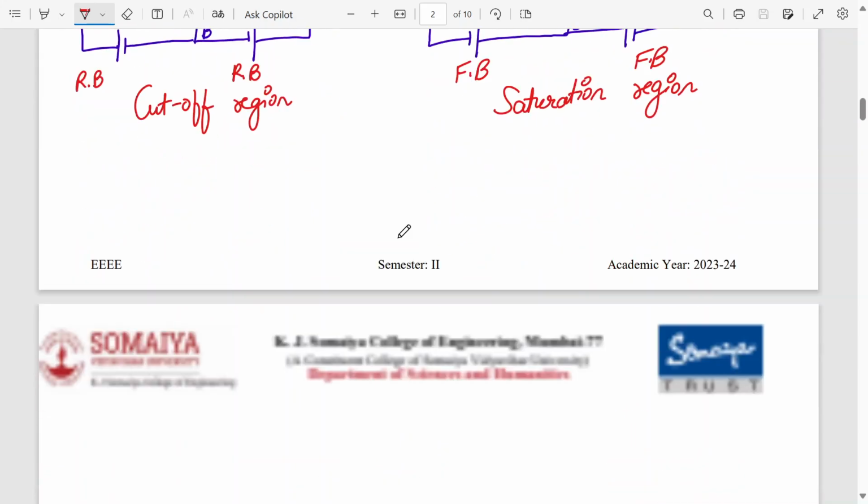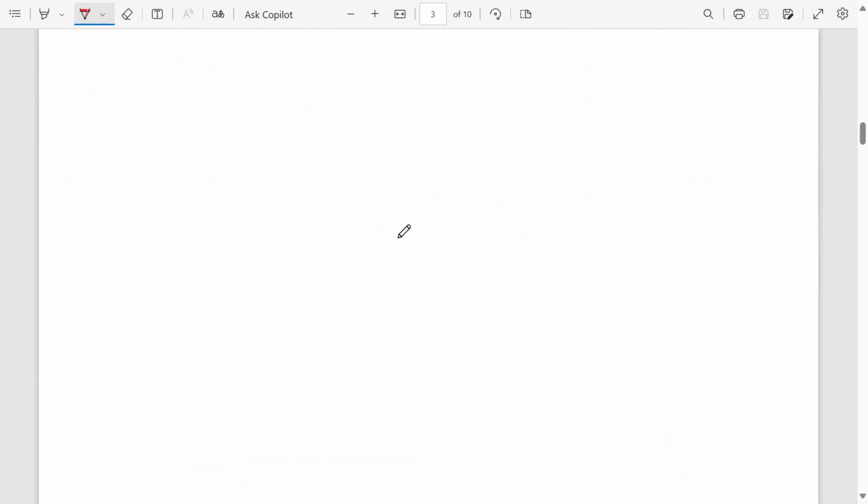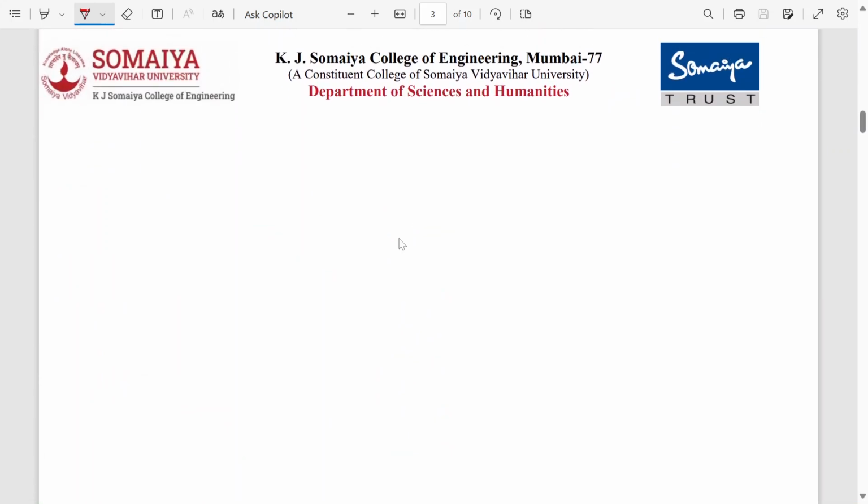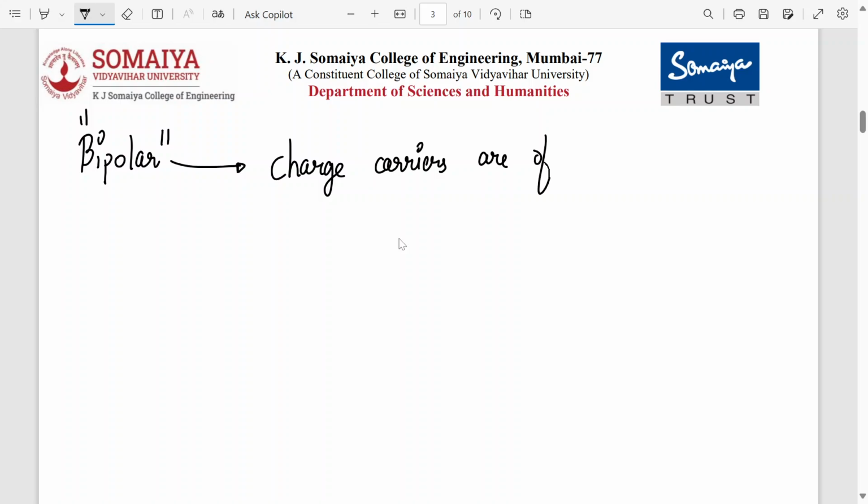All right. Next we go for the technical definition: the principle of operation of BJT. So write down what we mean by bipolar. Bipolar means the charge carriers are of both polarities. The charge carriers are basically electrons and holes, present over here.